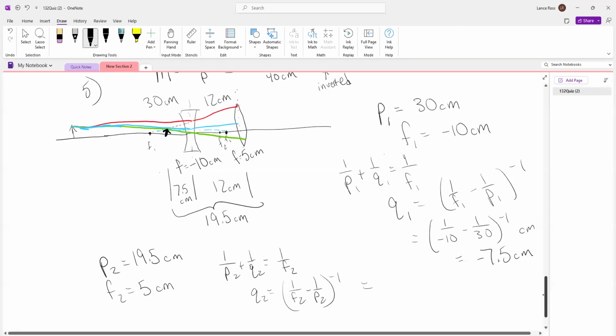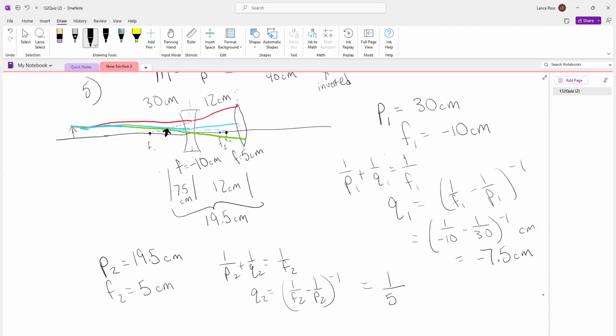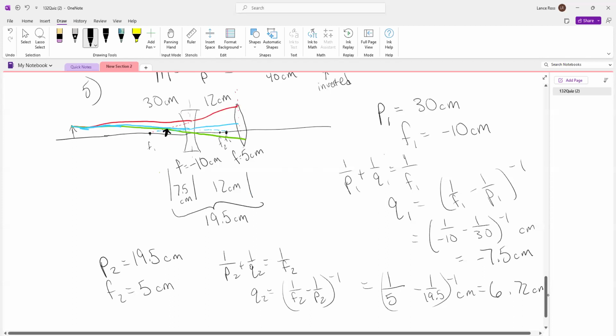Well, I hadn't plugged in units again. So 1 over 5 minus 1 over 19.5, and then take the inverse. 6.72 centimeters. All right. Since these lines aren't coming in parallel, it's kind of hard to sketch a two lens problem.